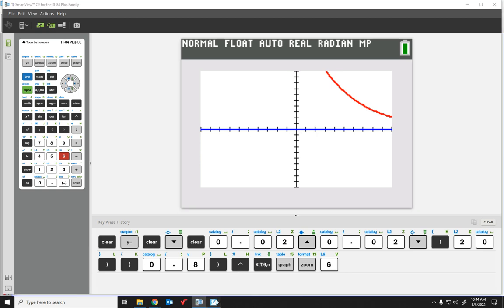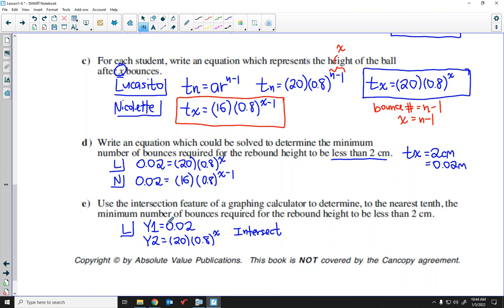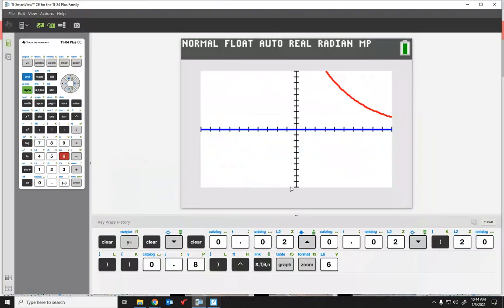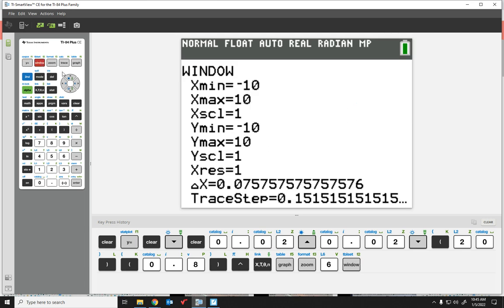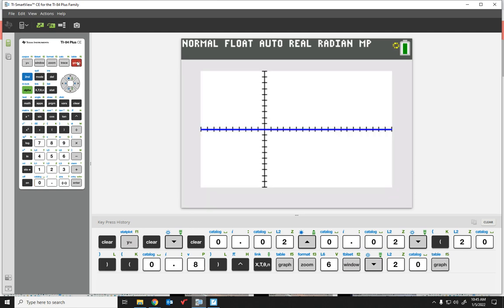Now, just remember right here, the first equation would be a horizontal line that pretty much passes through the y-axis at 0.02. So that's this blue line. Like it's pretty much along the x-axis. Now I need to see an intersection point, which is definitely going to be over towards the right. So I need to make the x maximum bigger. So I'll go to window. Let's change the x max to 20. Now remember, the x represents a number of bounces. I mean, this problem's probably done after 20 bounces anyway. So let's go ahead and graph it.